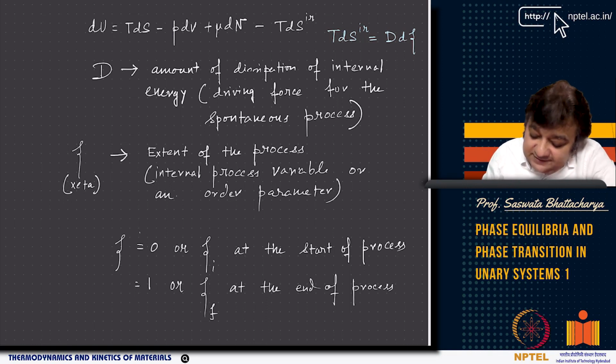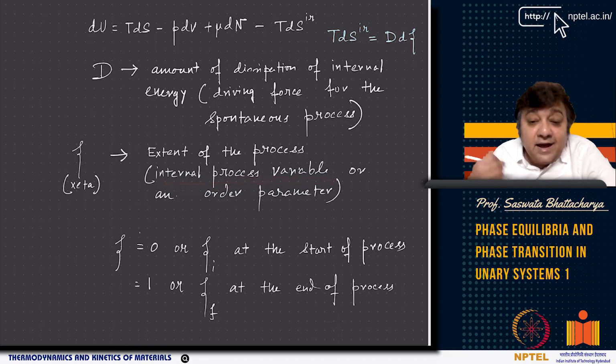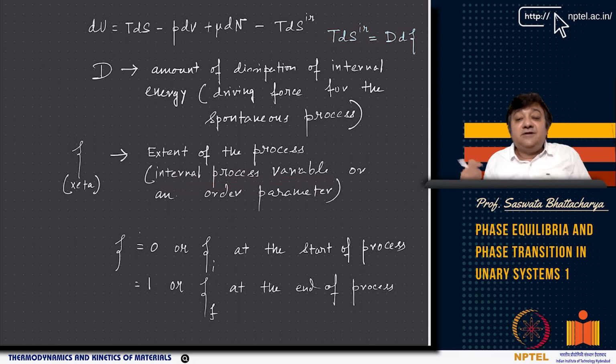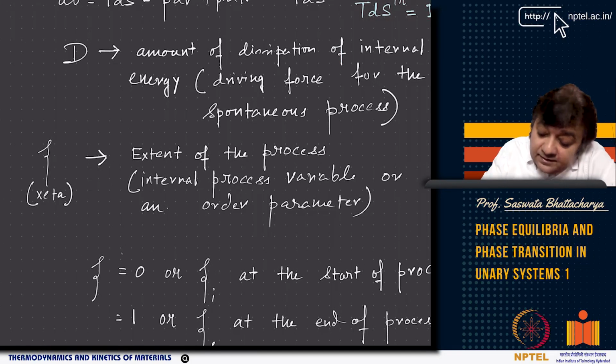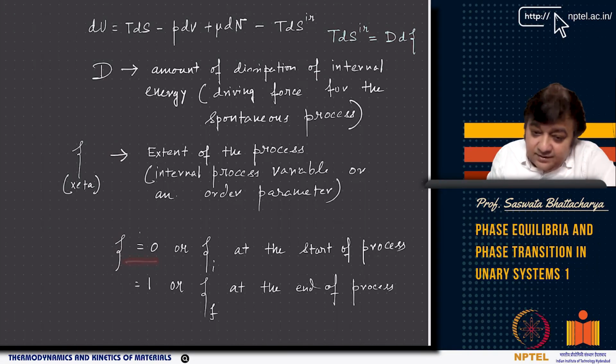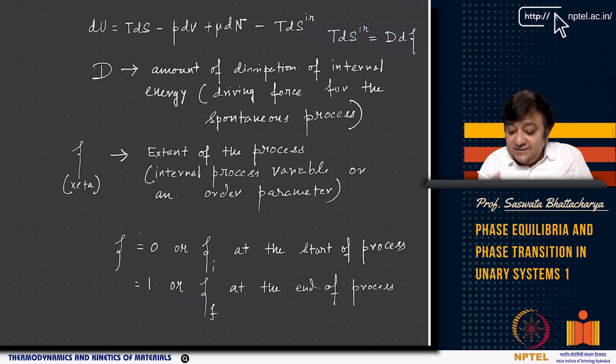The extent of the process means zeta is some sort of an internal process variable or an order parameter. You can think of it as an order parameter or an internal process variable. It tells the extent or progress of the process, say I am tracking the progress of a process. At the start of the process, zeta is equal to 0. Now, as I go to the end, my zeta increases, and once the process is completed, zeta becomes 1. Right? So that is how we can define zeta, which is an order parameter which quantifies the extent of the process, or an internal process variable which tracks the progress of a spontaneous process.